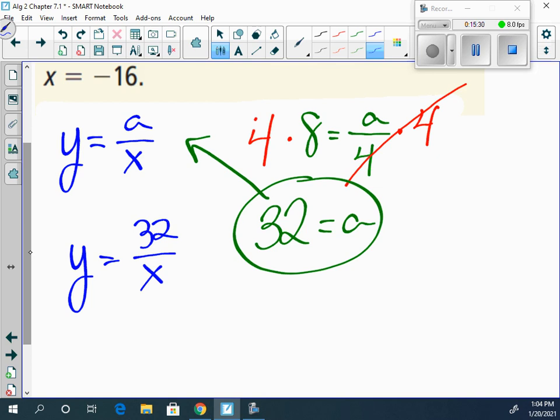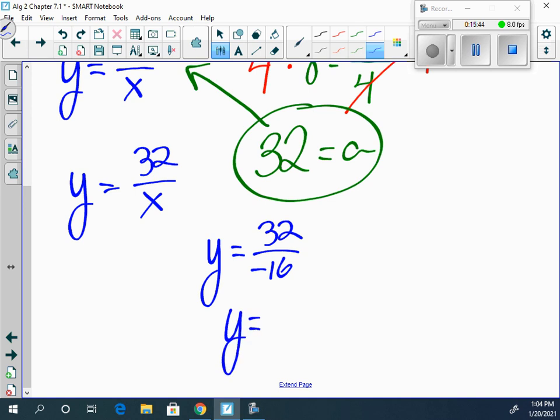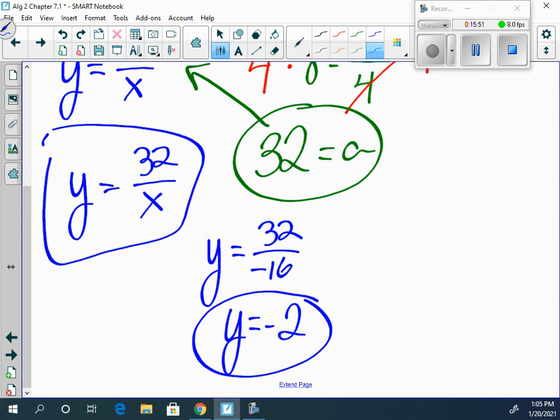Any questions on any of this here? And last but not least, we've got to do what? We have to plug negative 16 in for x. And 32 divided by negative 16 is negative 2. So these here are our two answers. Any questions on any of this here? Any questions on anything we've done so far?